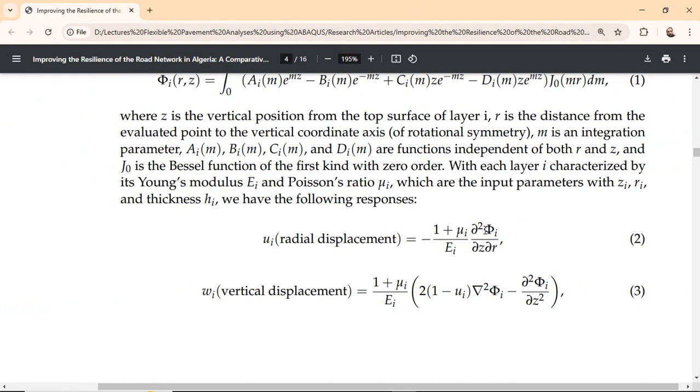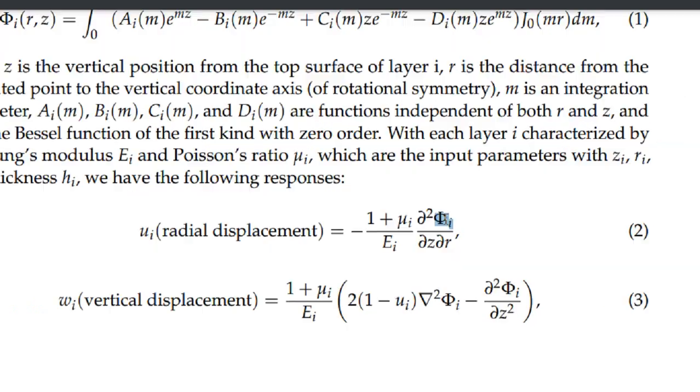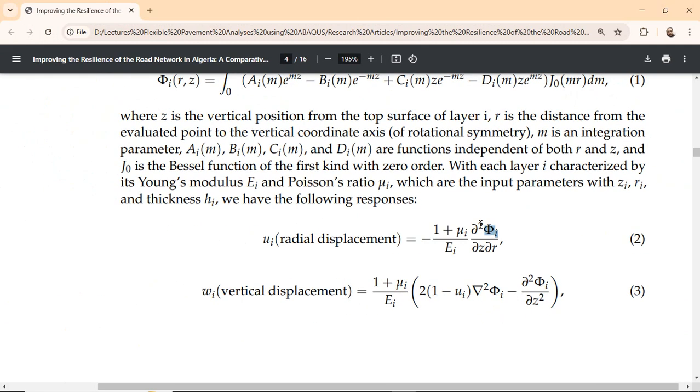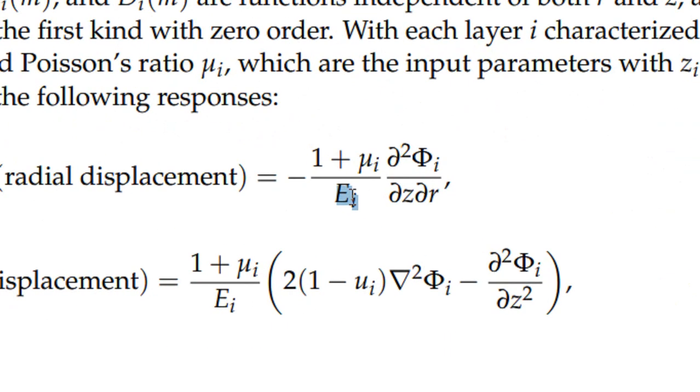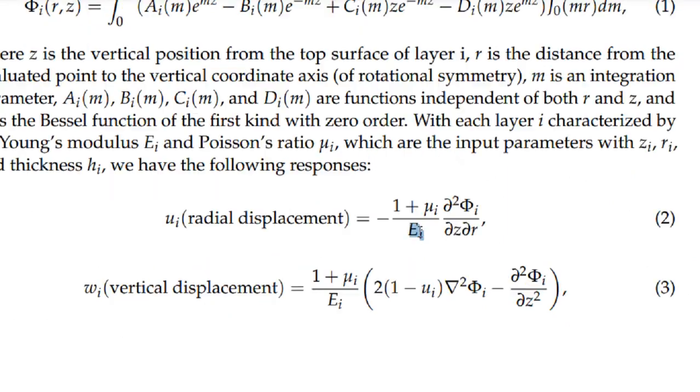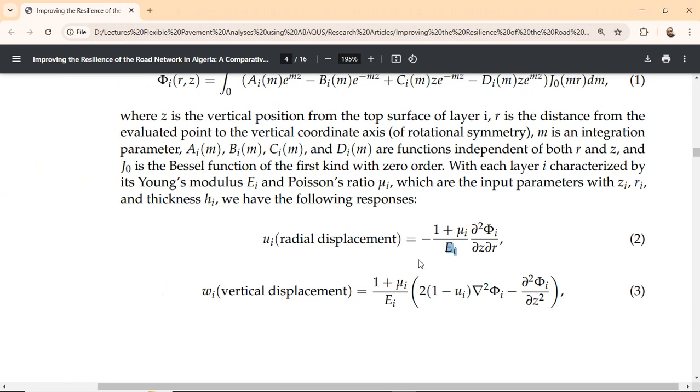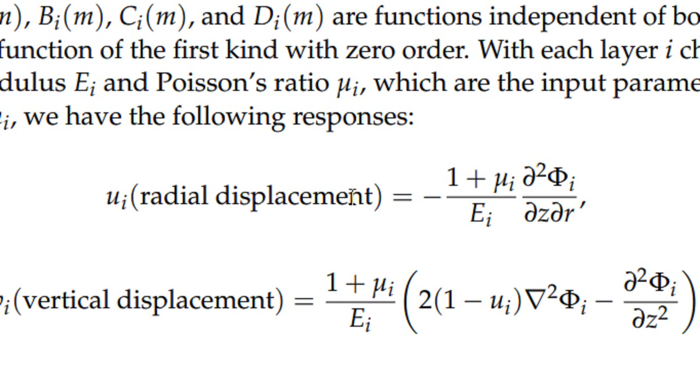So it is a function of the biharmonic function. It's dependent on the biharmonic function, and it's also dependent on the ui, which is the Poisson ratio of the layer, and Ei, which is the modulus of elasticity, right? I'm not going into the detail of the derivation of this function because I don't have any touchpad or notepad right now on which to derive this. So I will skip the derivation, but I will discuss the code here.